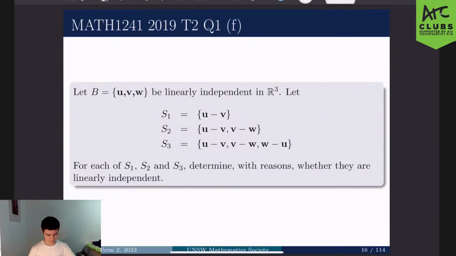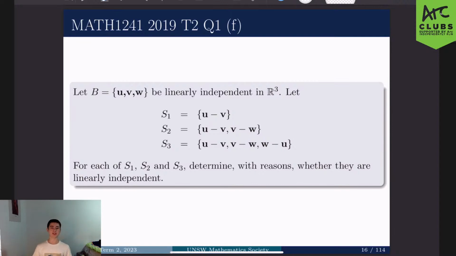The first question is to determine if certain sets are linearly independent or linearly dependent, and give reasons why. We are given the three vectors u, v, and w, which are linearly independent in R3, just as our basis for constructing our further sets. The first set, S1, is constructed of one vector, u minus v.